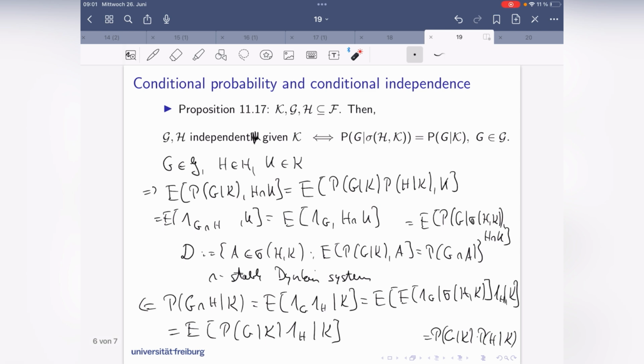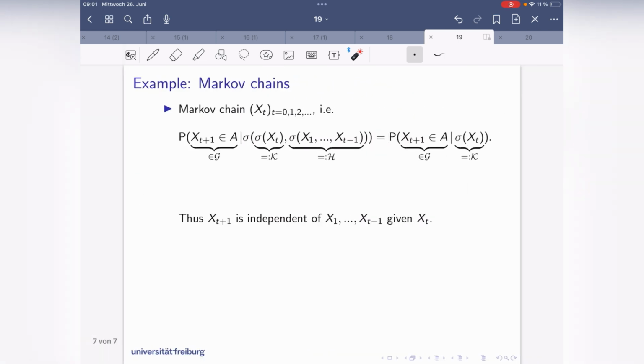And conditional independence is, well, I can leave out H, which is exactly the past. So this here is how usually the Markov property is written. So the future, given the whole path up to t, is independent of the past given the present. So that's exactly here. X_{t+1} is independent of X_1 up till X_{t-1} given X_t. That's just for this example.